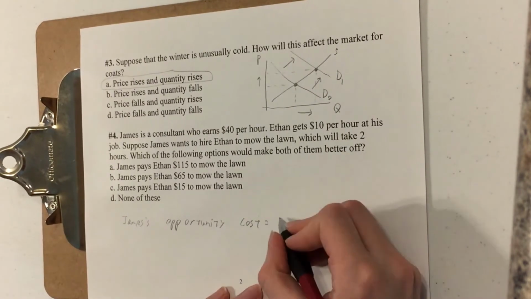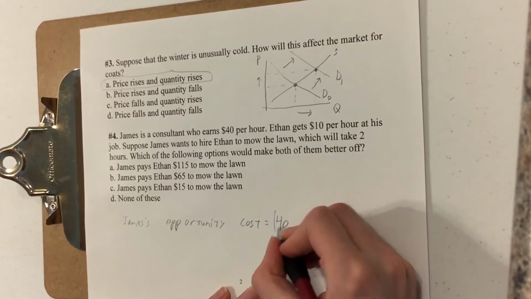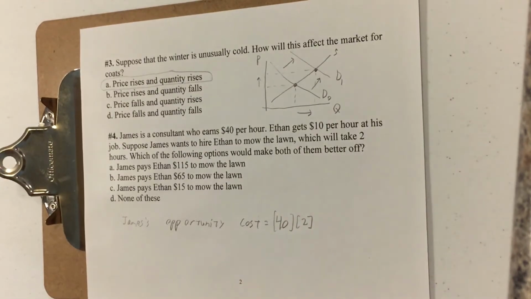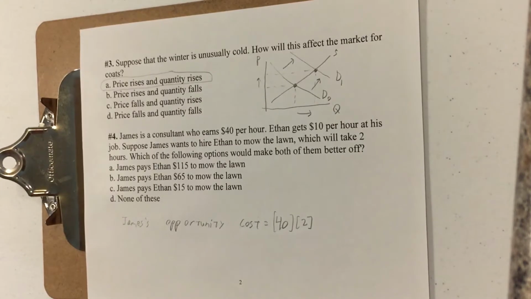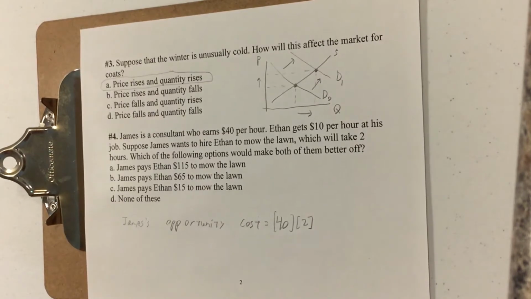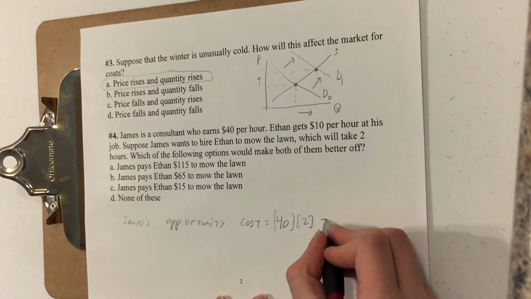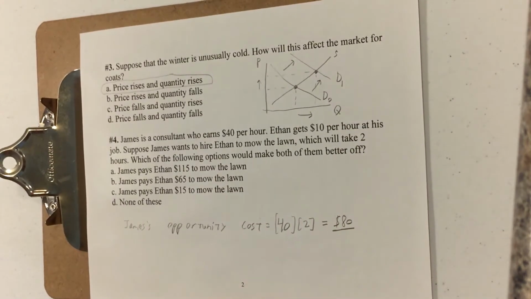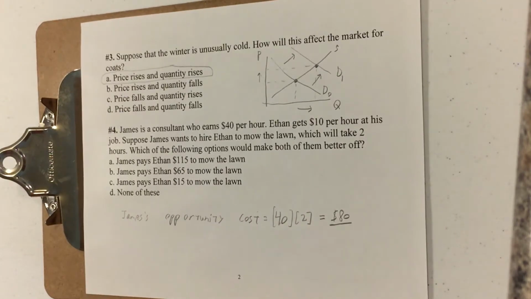Well, if he earns $40 per hour, that's going to take him 2 hours. It means he's giving up 2 hours that could be spent doing consulting. So 2 hours spent mowing a lawn is 2 hours not consulting and 2 hours not getting paid $40 per hour. So James has to sacrifice $80 of income in order to mow his own lawn.